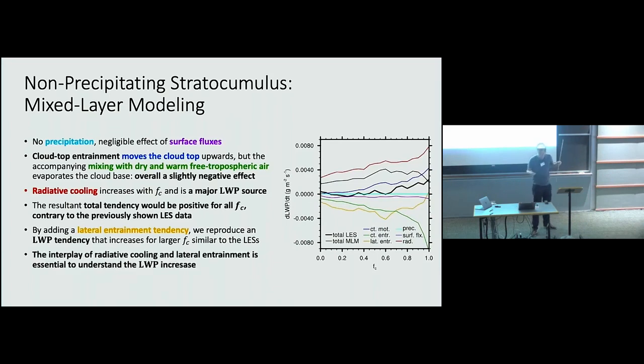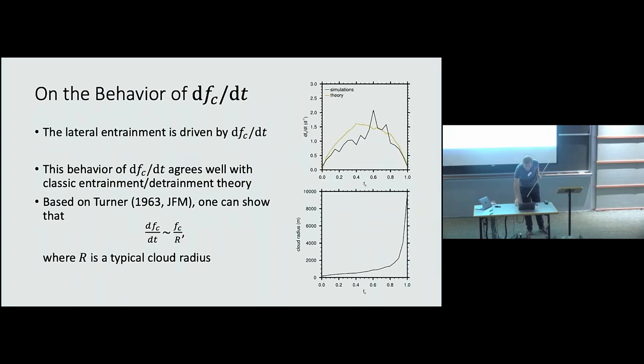So to conclude this intermediate result, we can say that we need to understand the interplay of radiative cooling and lateral entrainment to understand the liquid water path increase of the non-precipitating stratocumulus. And here's some little interesting feature which we also found in our LESs.